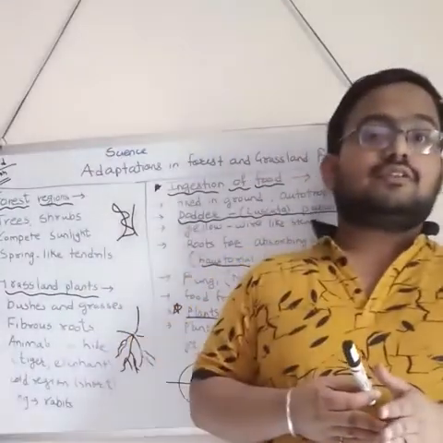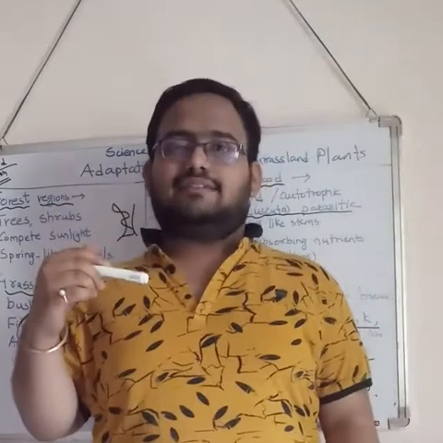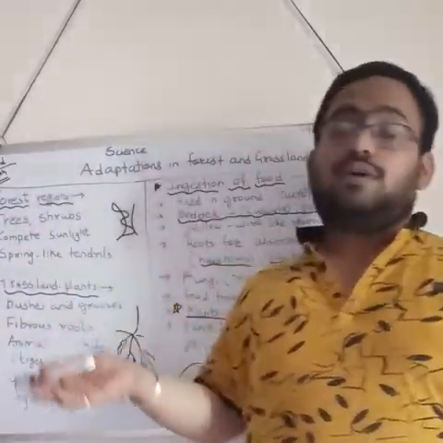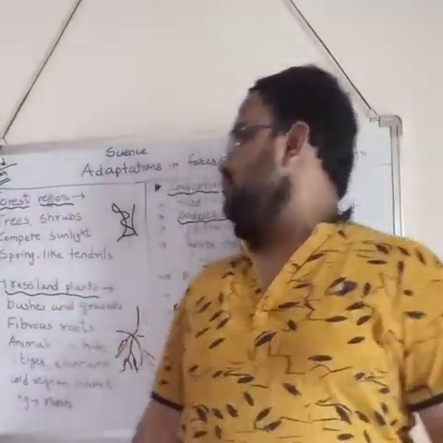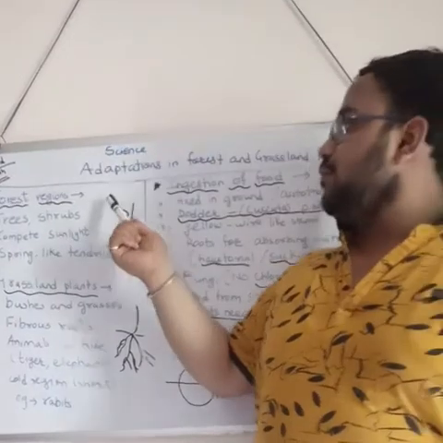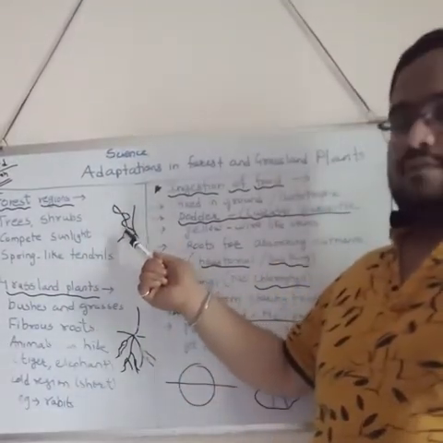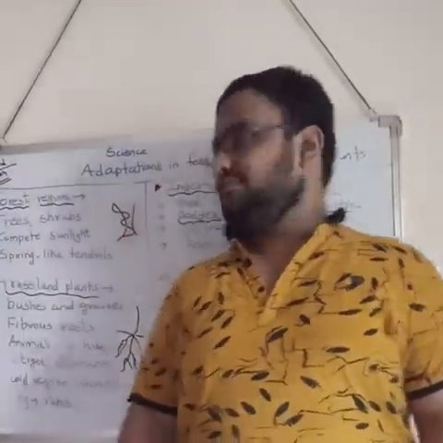In forest regions, the trees are very tall. To grow tall, they need more sunlight. And because of the competition for sunlight, the trees grow taller and taller. The trees are very tall in forest regions. Next, the spring-like tendrils. On a tree, spring-like tendrils are there. And this is an example of adaptation in forest regions.